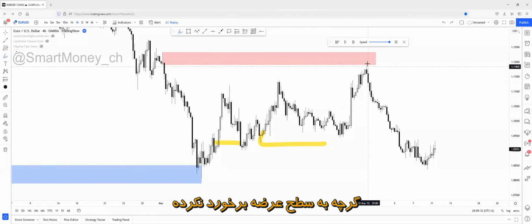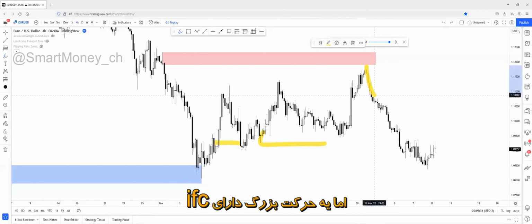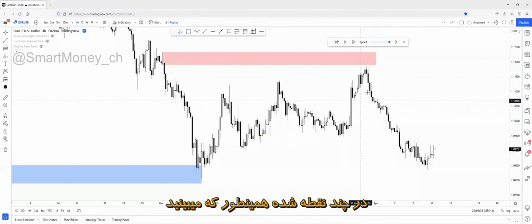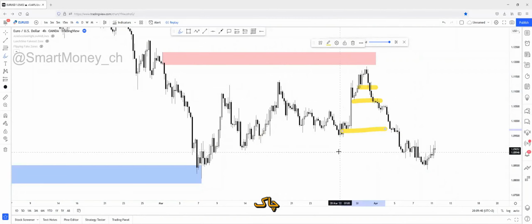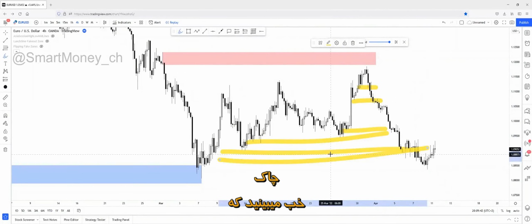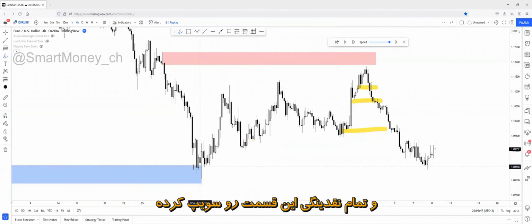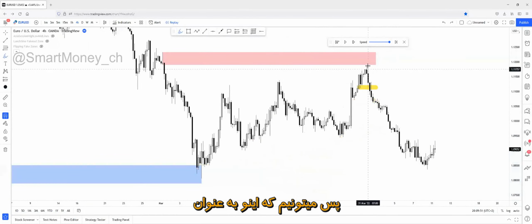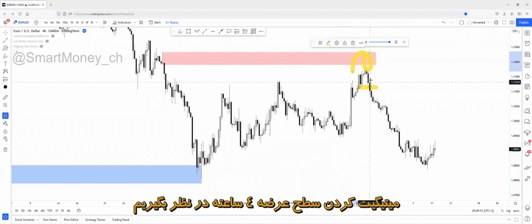And even though it didn't tap into this supply zone, it created a huge inefficient movement to the downside, which led to a break of structure and change of character in several places, as you can see. It changed character on every place, and swept all of the liquidity from this region, swept all of this liquidity trend line. So basically, we can count this as a mitigation of this 4-hour supply zone.